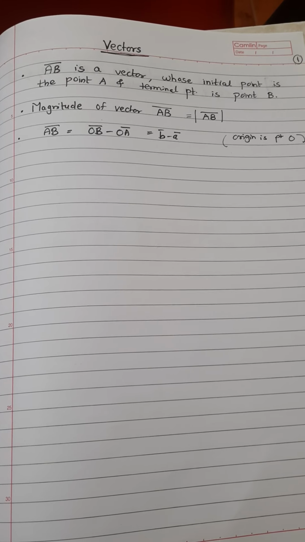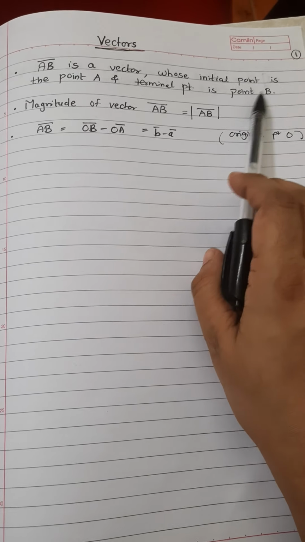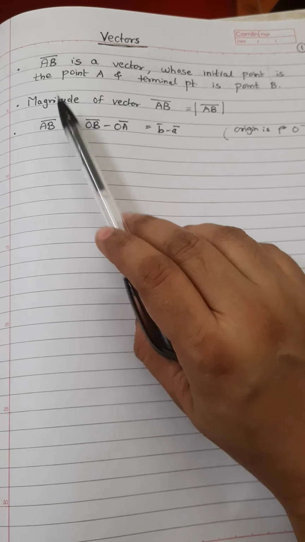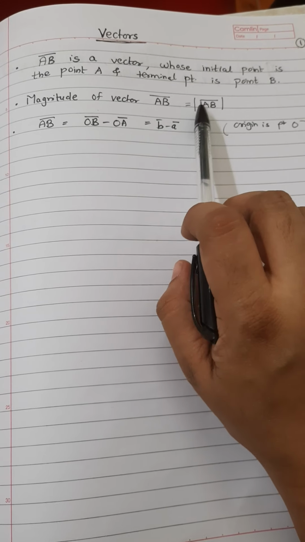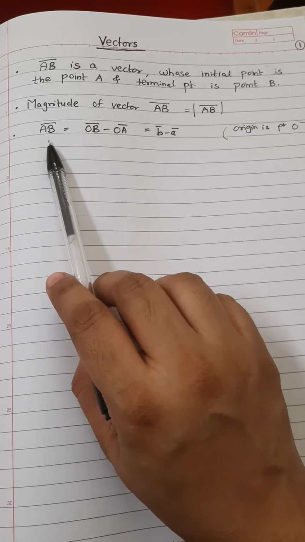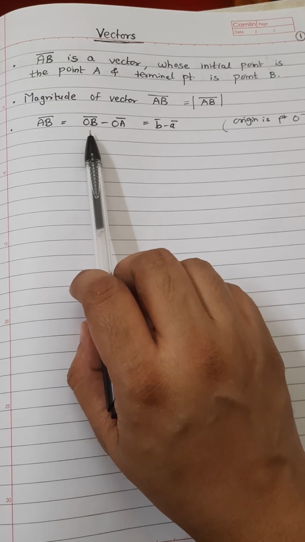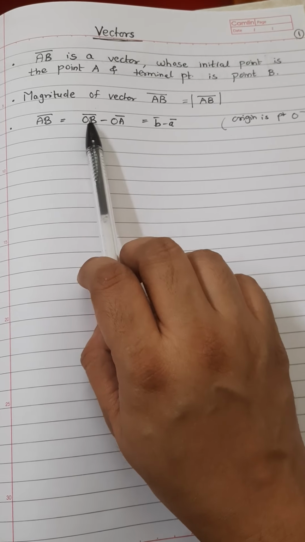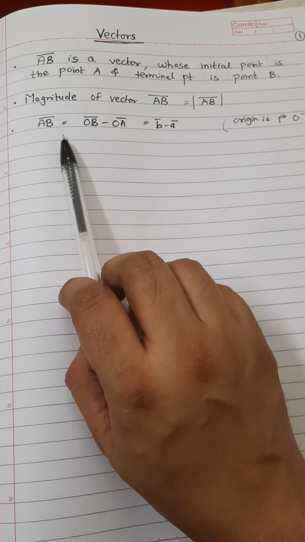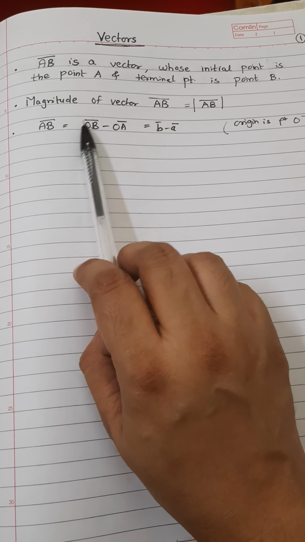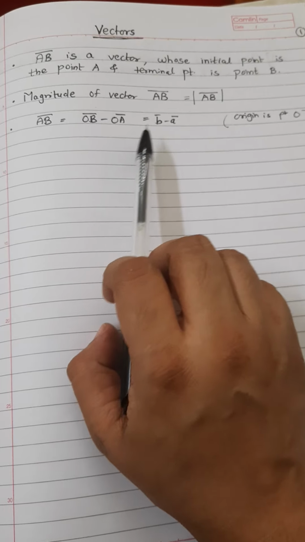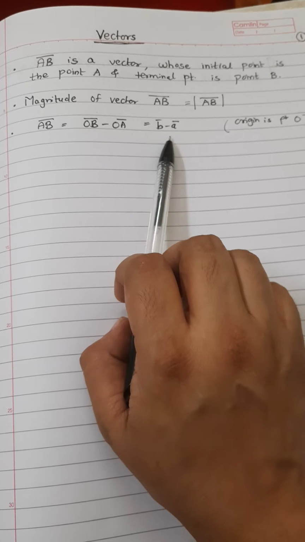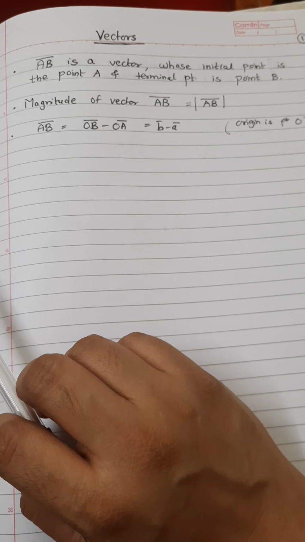Now you already know if AB bar is a vector whose initial point is point A and terminal point is point B, then we denote the magnitude of that vector AB bar as mod of AB bar. And suppose O is some origin point, then AB bar is given as B bar minus A bar, which is OB bar minus OA bar. That means you have to find the distance between origin and point B, and then the distance between origin and point A, and subtract OA bar from OB bar to get B bar minus A bar.